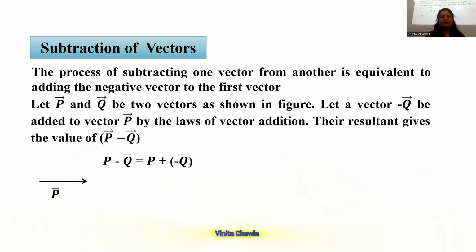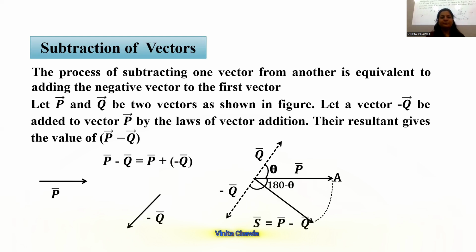So let this vector be vector P, and we have another vector, vector minus Q. Now look, if this is vector minus Q, then what would be the direction of plus Q? Opposite to it, 180 degrees opposite, right? Yes. If this is vector minus Q, then plus Q will point in the direction opposite to it.